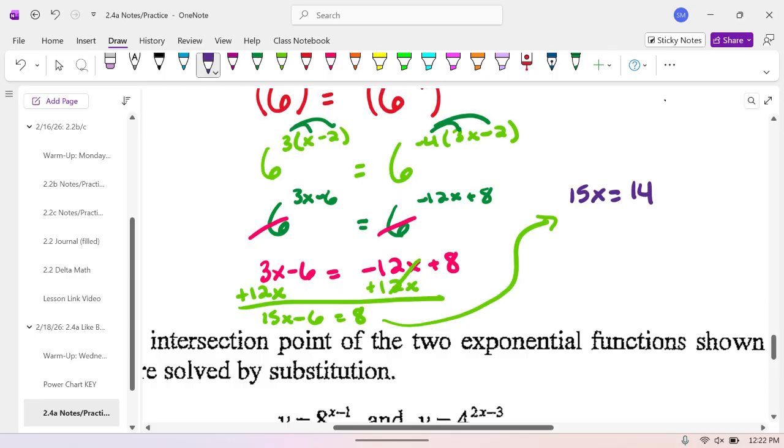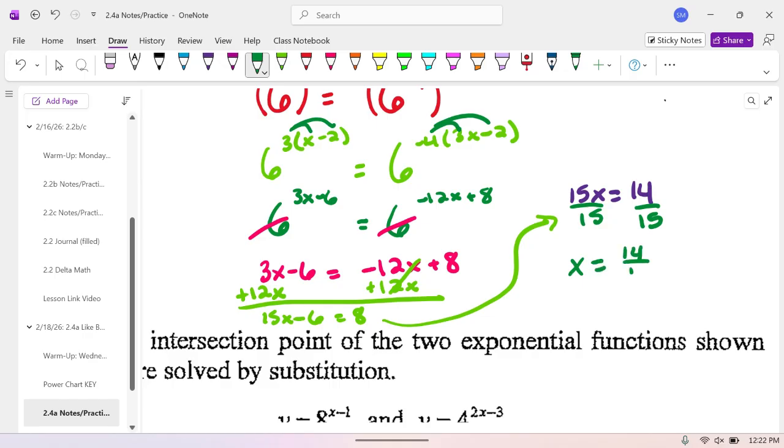What's my last step? Divide by 15. Now, since 15 can't go into 14, I'm just going to leave it as 14 over 15. And it doesn't simplify any further, so we're just going to leave it as that. So how are you guys feeling about these? They're not terrible. The hardest part really is just finding that common base and then just remembering to do the power rule if you have to. All right. After that, you're basically just solving linear equations.